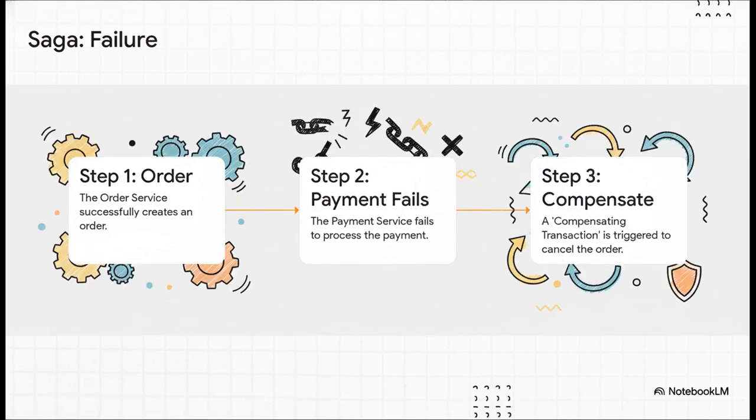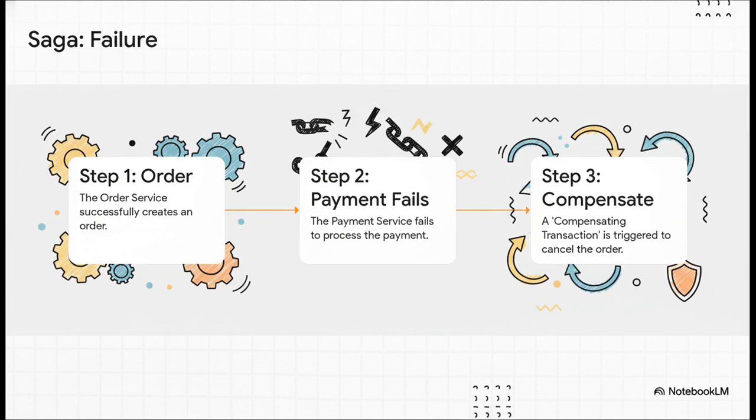But what happens when things go wrong? Let's say the payment fails. In a traditional system, this could be a complete disaster. You'd have an order stuck in limbo, and this is where the saga pattern really shines. When the payment service fails, it publishes a payment failed event. This triggers what we call a compensating transaction.